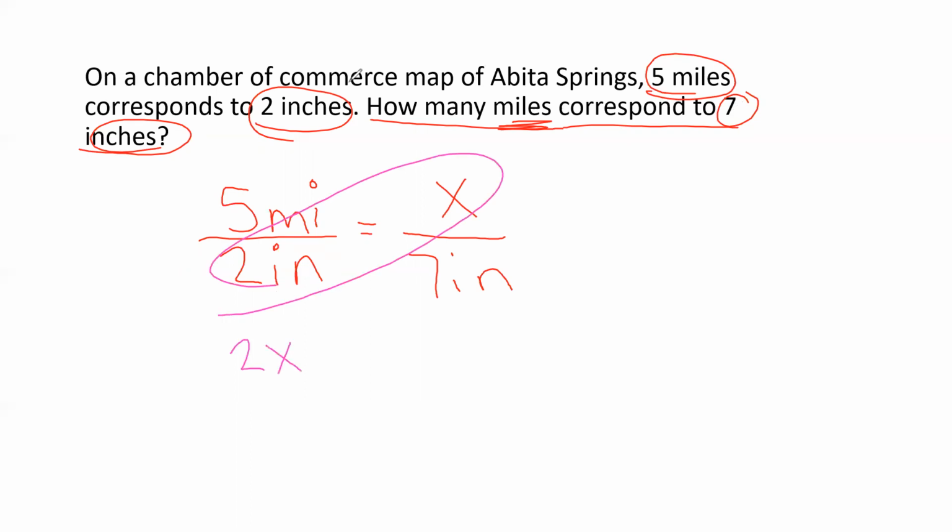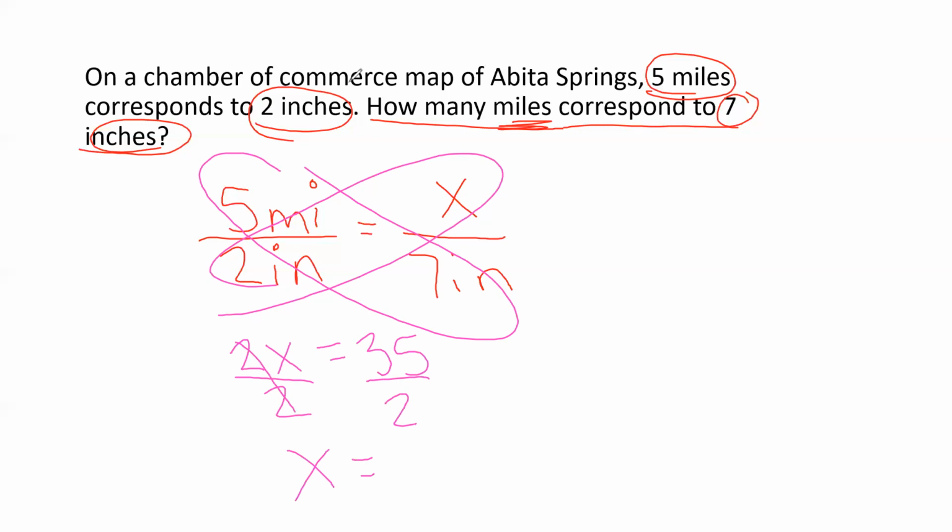2 times x, bring down my equal. 5 times 7 is 35. Divide both sides by 2. X equals 35 divided by 2, 17.5. Now for all of the word problems, they need to have a unit of measurement.